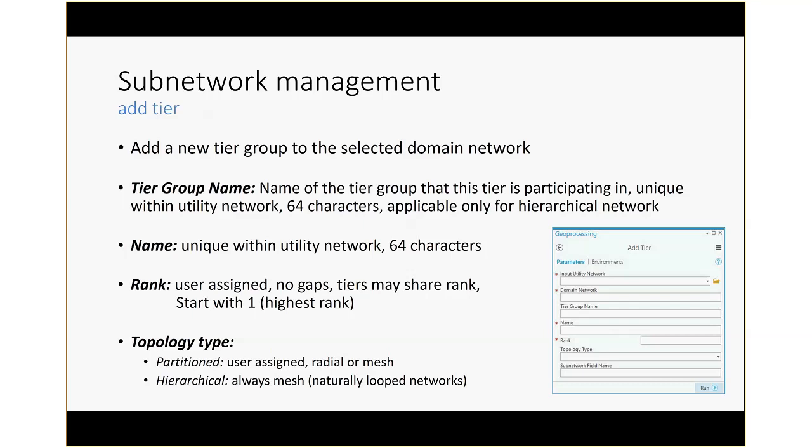When we add tiers, we have to give a name, up to 64 characters. We have a rank, beginning at 1 in partition, and assigned within each tier added to tier groups. And then the topology type. For partition, you have radial or mesh to choose, whereas in hierarchical, they're always mesh. They're always looped.